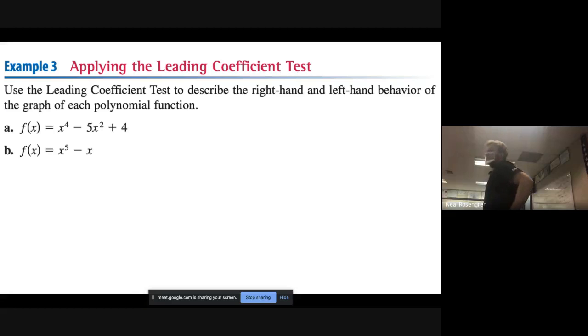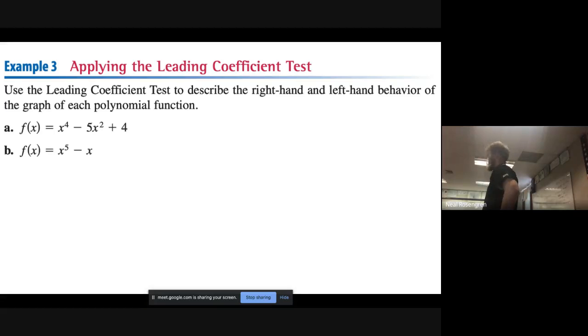So take a look. Tell me what you get. First one, A. What is the end behavior of that graph? Both up. How'd you know? Even degree? Positive leading coefficient. There it is. Up, up. Okay, what about B?